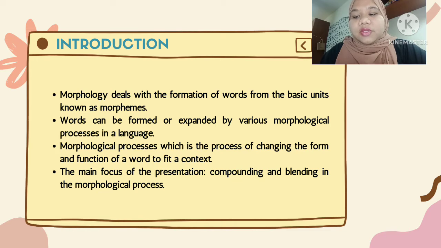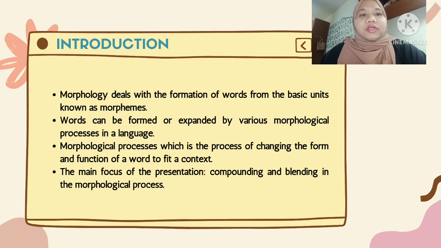So first of all, morphology deals with the formation of words from the basic units known as morphemes. A morpheme is the smallest unit of language, and words can be formed or expanded by various morphological processes in a language. These morphological processes are defined as a process of changing the form and function of a word to fit a context, or sentence.